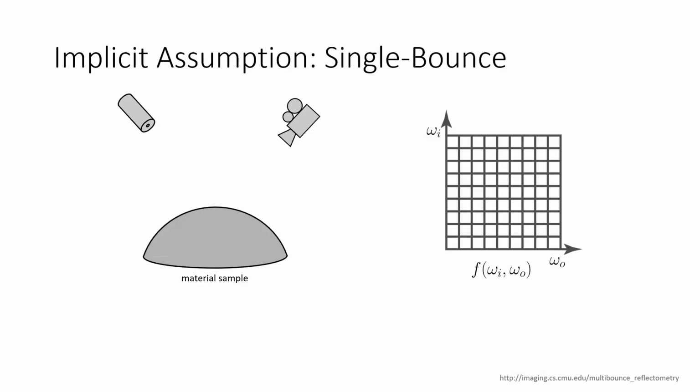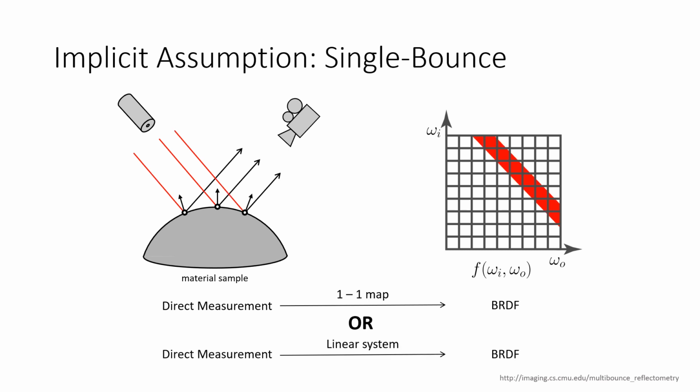What all of these techniques have in common is that they inherently assume their measurements to be the result of single bounce light transport. Between leaving the light source and reaching the camera, all light paths only reflect once on the material surface. Fundamentally, this assumption allows us to map measurements to BRDF values either directly or at most by solving a simple linear system.